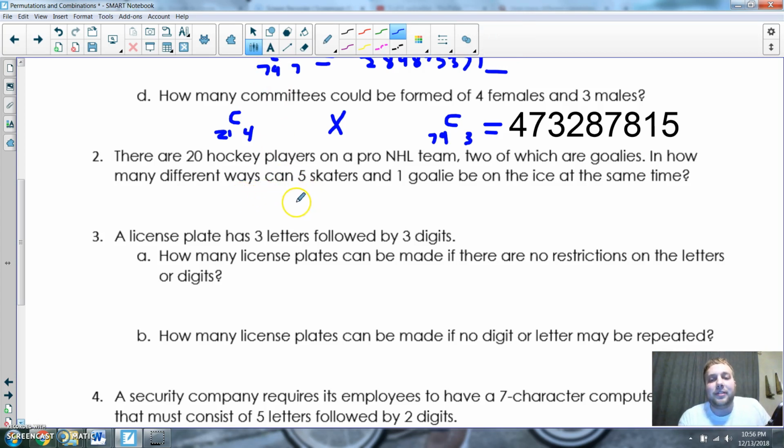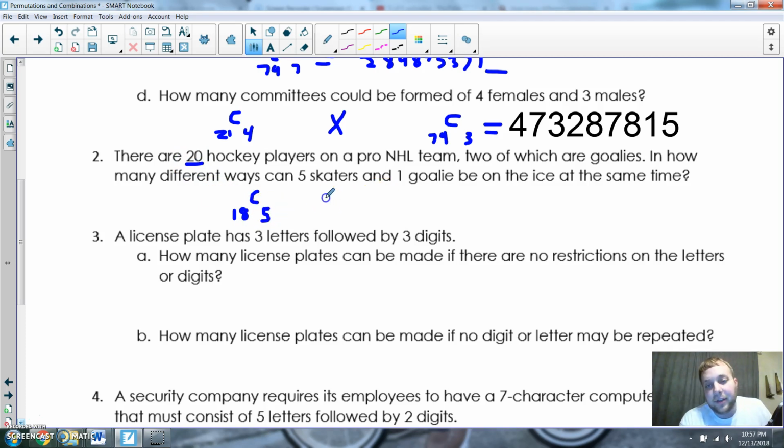So how many ways can skaters be? First of all, does it matter the order the skaters are in? I don't think so. It's just that the 5 skaters are out there on the ice. So this is going to be a combination again. But it says there's 20 hockey players, 2 of which are goalies. So my skaters are not out of 20, it's actually out of 18. So I have 18 skaters because 2 are goalies, not 20, right? And I want to know how many ways I can rearrange 5 of the skaters.